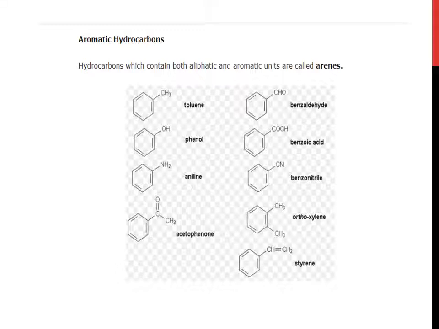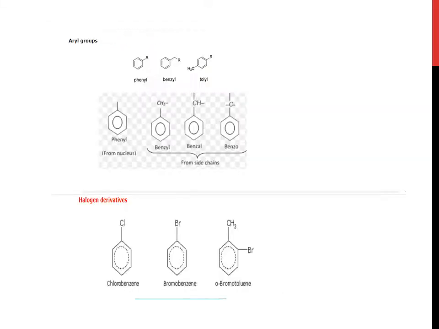Here are some examples of aromatic hydrocarbons. Just see the examples. You have to do a lot of practice for these examples. Toluene, benzene ring with CH3. Phenol, benzene ring with OH. Aniline, benzene ring with NH2. Acetophenone, benzene ring with COCH3. Benzaldehyde, benzene ring with CHO. Benzoic acid, benzene ring with COOH. Benzonitrile, benzene ring with CN, and orthoxylene and styrene.